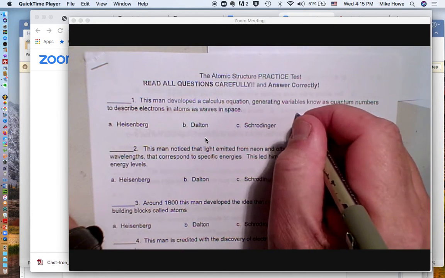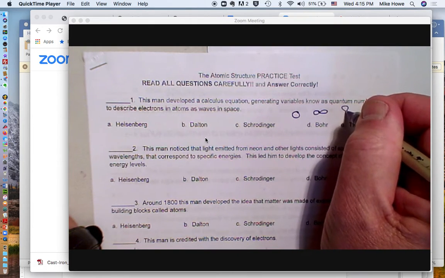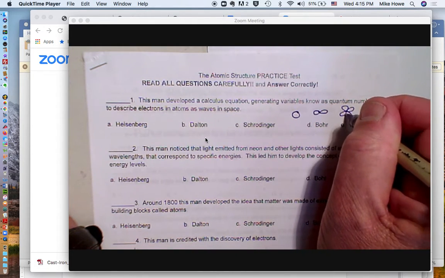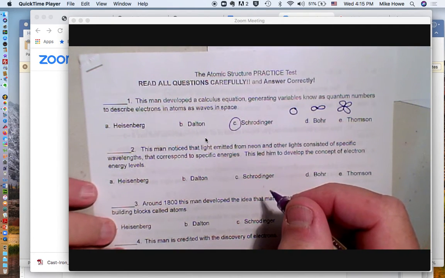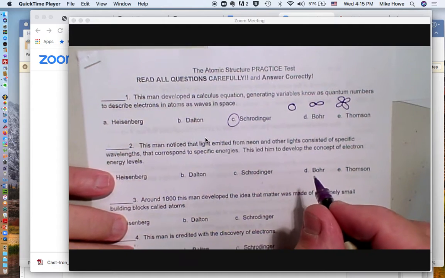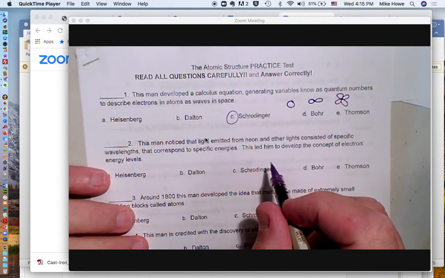that we've learned about in terms of shapes, like that's an s orbital, and this is a p orbital. The d orbital had that double dumbbell shape. So all those orbital shapes are calculated from a wave equation developed by a guy named Schrodinger. So the n, l, m, and s quantum numbers come from that equation.